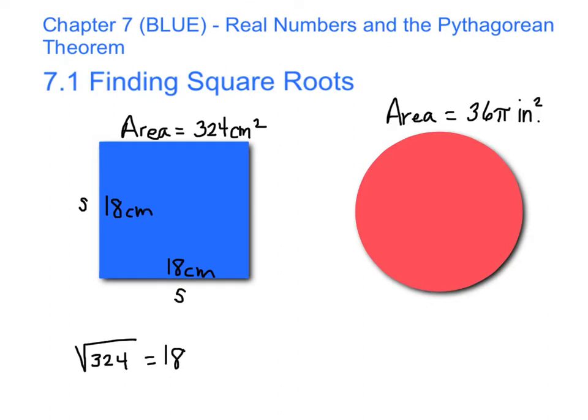What about the area? The area of the circle is 36 pi squared inches. I want you to find the radius of the circle. Pause the video and try to do that yourself. Find the radius of that circle.